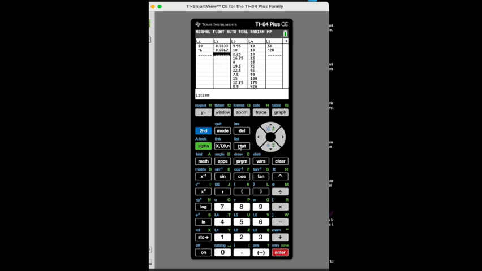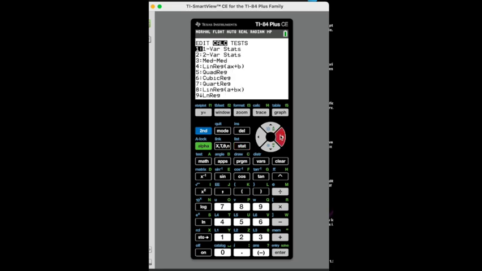Now I'm going to hit the stat button and go over to calculate and choose one variable stats. I want to make sure that my list L1 has my X values in it. So if you put your X values in a different list, make sure it shows up here as the appropriate list. And then you want your list where you put your probabilities to be under your frequency list.